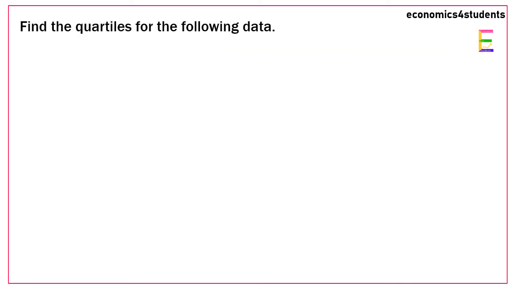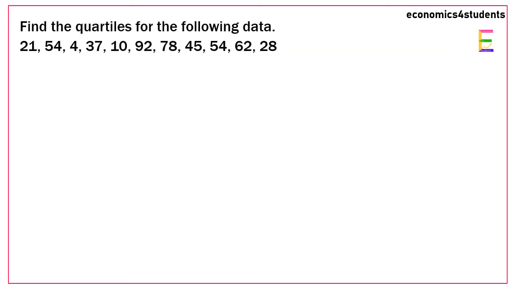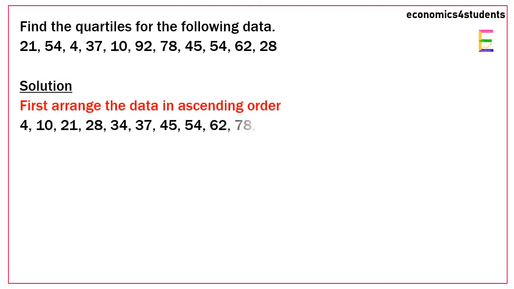We have to find quartiles for these given data: 21, 54, 4, 37, 10, 92, 78, 45, 54, 62, 28. First, arrange the data in ascending order. The arranged data is 4, 10, 21, 28, 34, 37, 45, 54, 62, 78, 92. Here total number of items n is equal to 11.